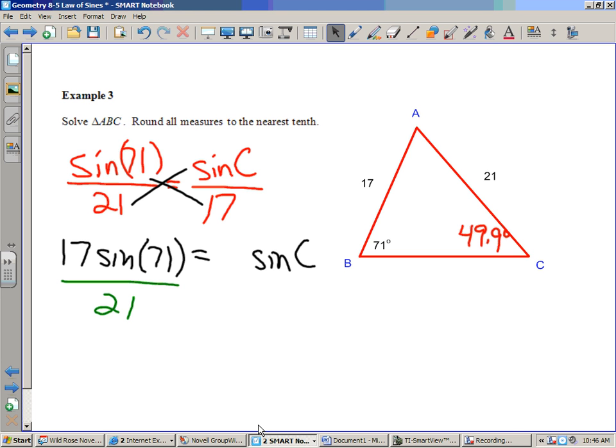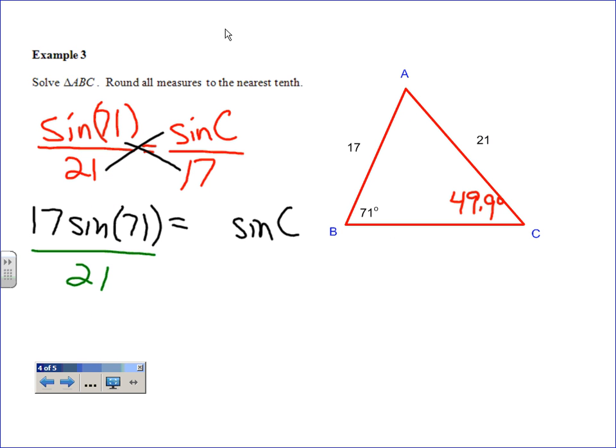Well, if I just asked you for angle C, we'd be done. Unfortunately, I asked you to solve the triangle. But there is a pretty simple one to find next, and that's angle A. So we've used 71 degrees, we've used 49.9 approximately, leaving how much for angle A? 59.1 degrees left over.